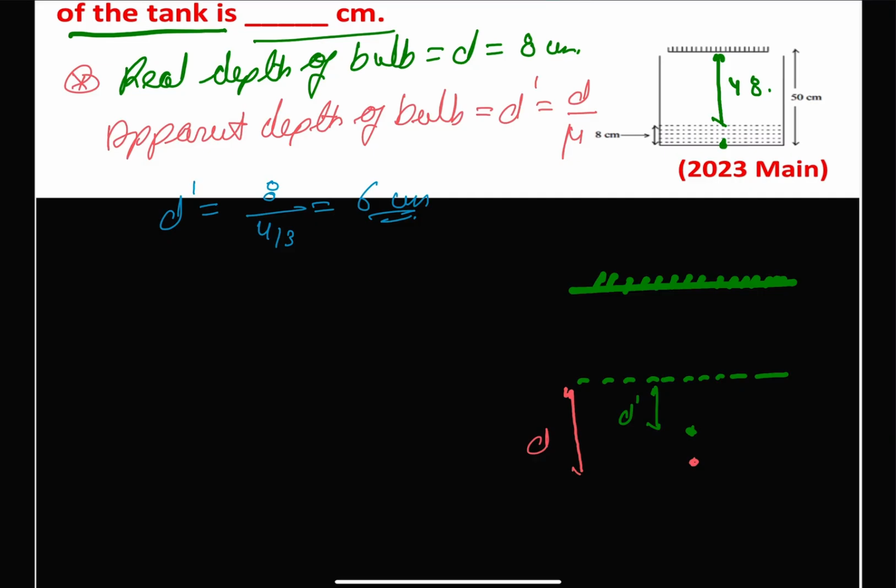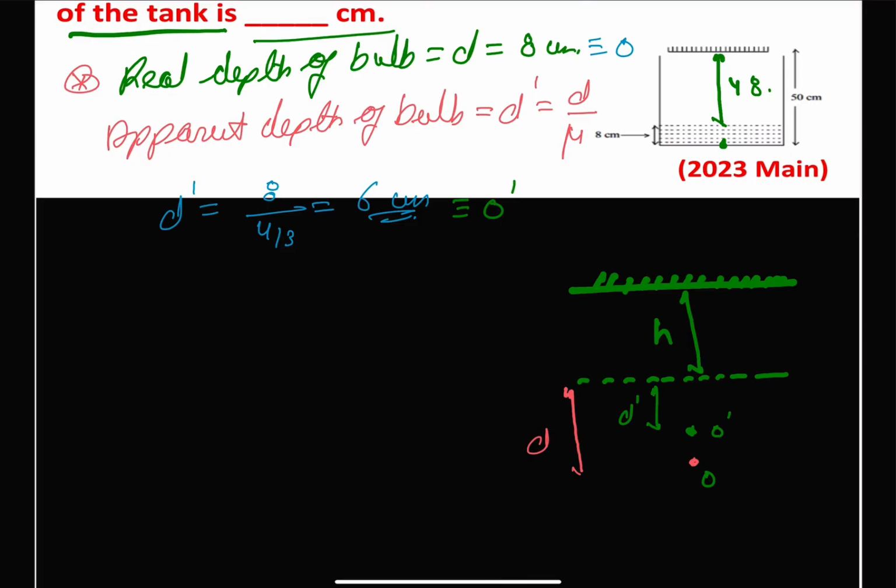And the mirror is, let us suppose, at height h. So the total distance of the, you can say, this was our object, and let us call this apparent depth O prime. So real depth is our D, which is equivalent to O, and D prime is our apparent depth, which is equivalent to O prime.